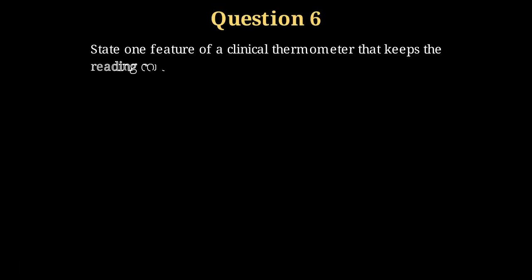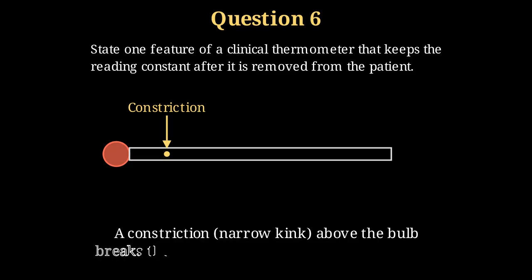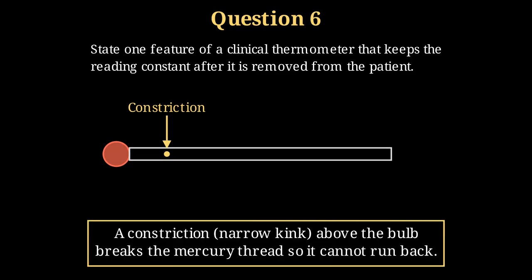Question 6. Which feature of a clinical thermometer lets the reading stay the same after it is taken away from the patient's body? Just above the bulb, there is a very narrow section of the tube called the constriction. When the thermometer is removed and the mercury cools, the thread breaks at the constriction, so the mercury above it cannot flow back into the bulb. The reading is held until you shake it down. Well done.